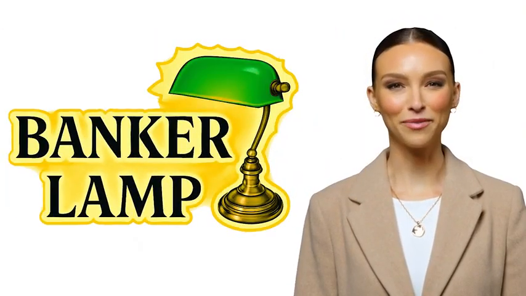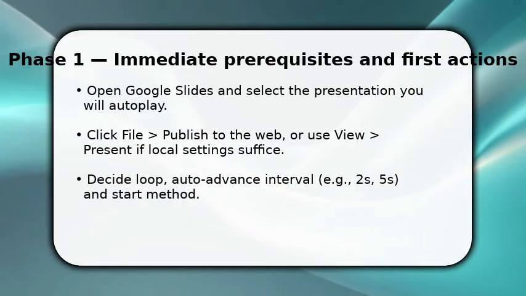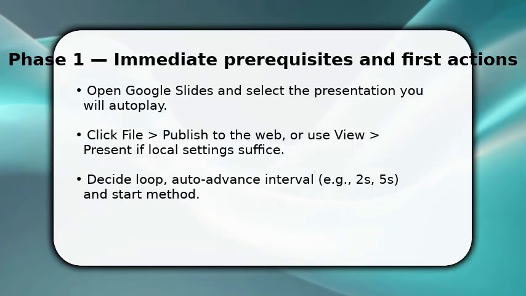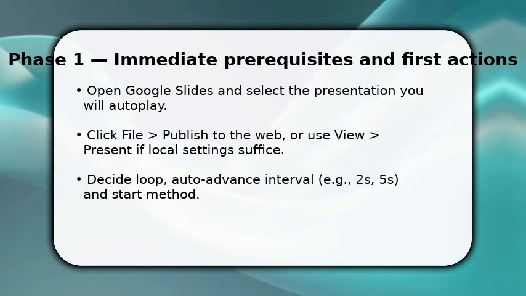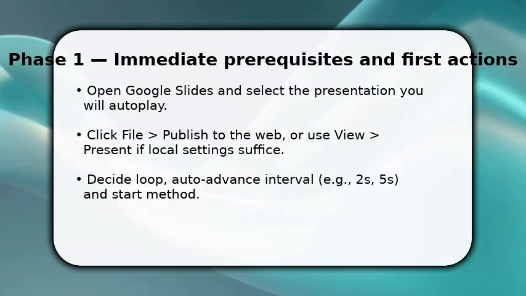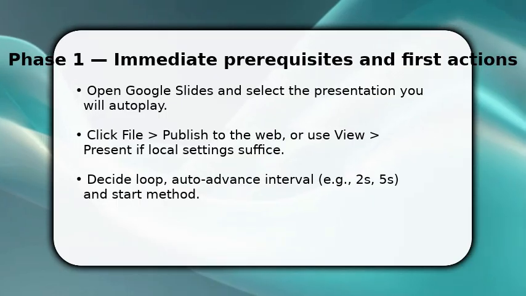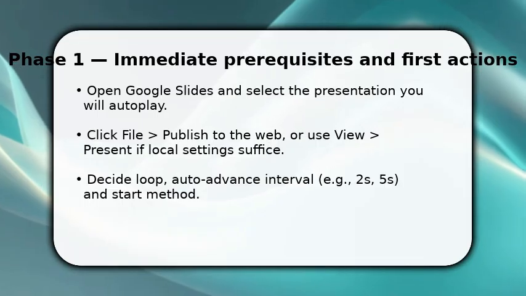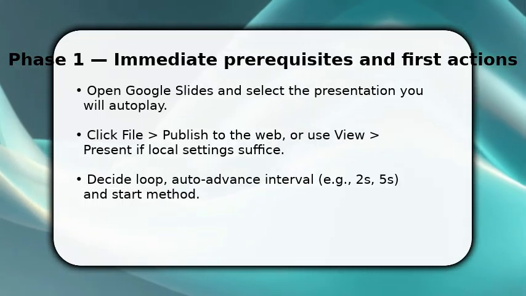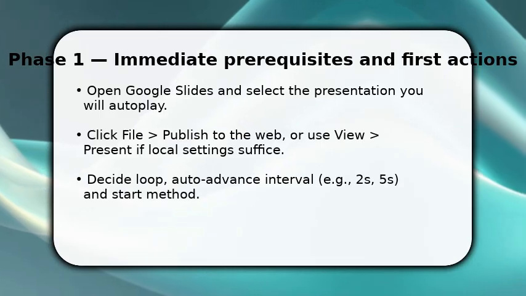Please enjoy the video. You start by opening the exact slides file you want autoplay. This ensures settings apply correctly. Next, go straight to File, Publish to the web for reliable autoplay across browsers. That path exposes loop and timing controls. Choose an auto advance interval that matches your audience, shorter for quick kiosks, longer for talks.